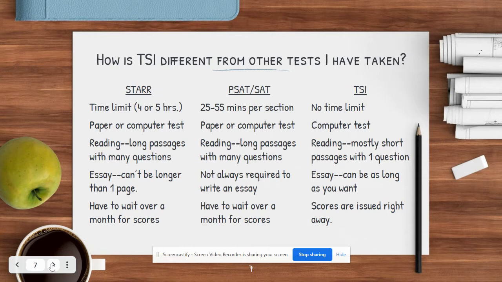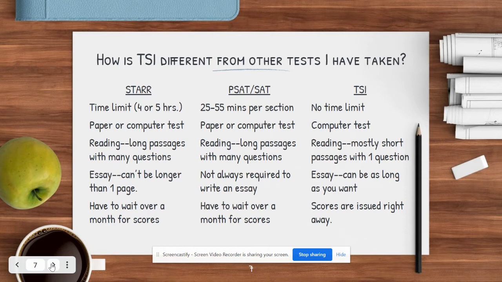The reading, I think, is one of the biggest things, because there are a lot of short passage questions, which you'll see in a moment, and they don't really have anything like that on STAAR, PSAT, or SAT. But you'll have a lot. I think there's 9 on there. It's short passage, 1 question, short passage, 1 question.